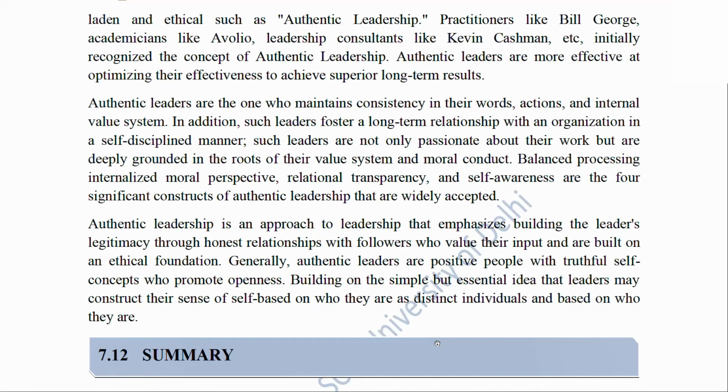Authentic leadership is an approach to leadership that emphasizes building the leader's legitimacy through honest relationships with followers who value their inputs and are built on an ethical foundation. Generally, authentic leaders are positive people with truthful self concepts who promote openness, building on the simple but essential idea that leaders may construct their sense of self based on who they are as distinct individuals.